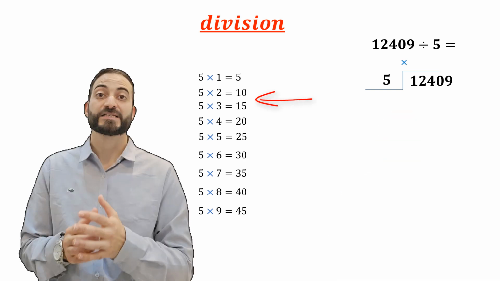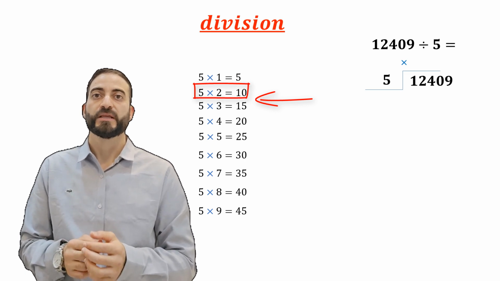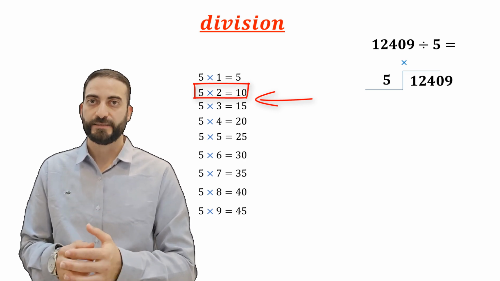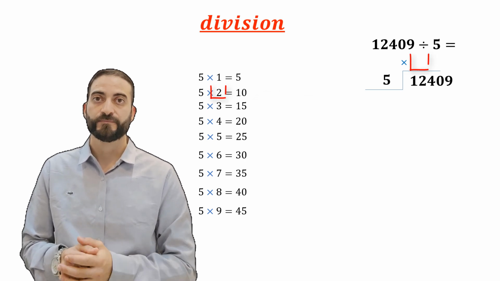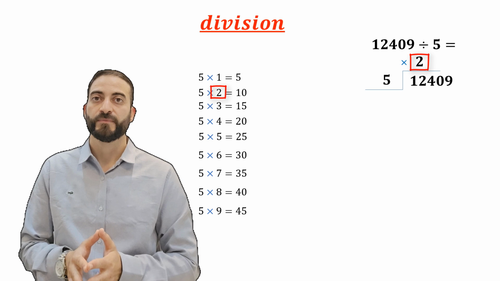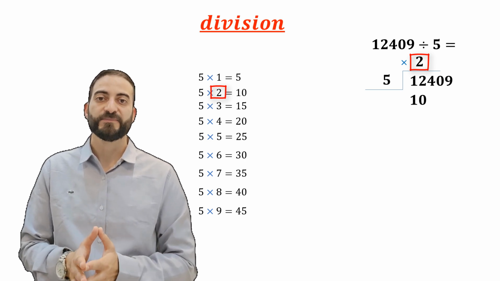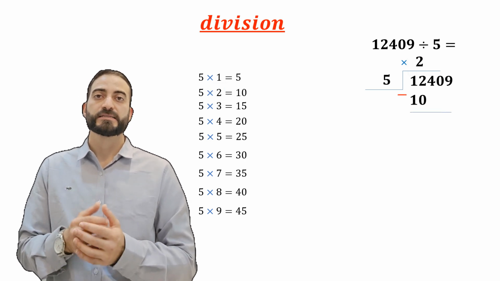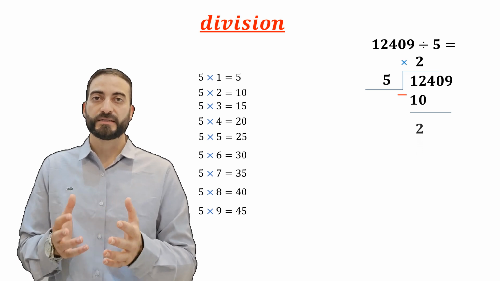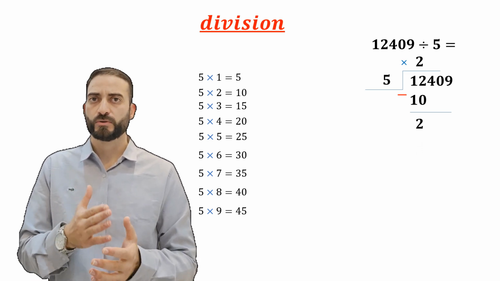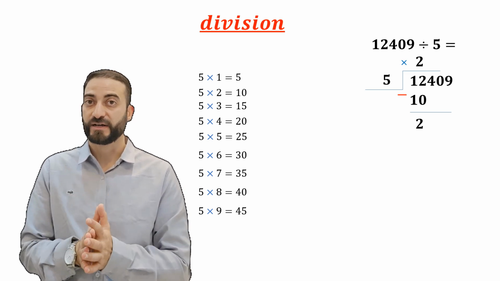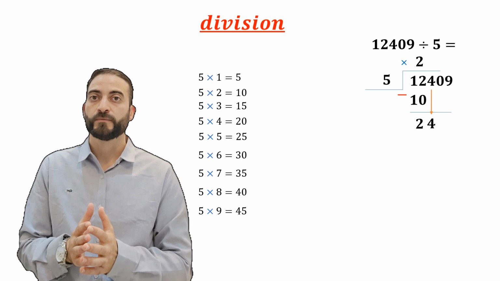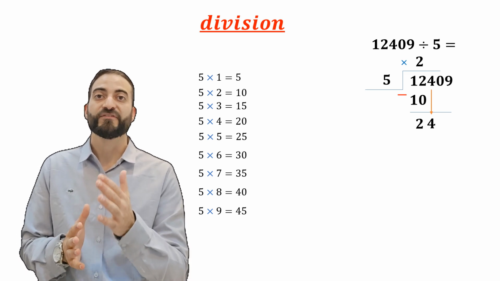We must take the smaller one, which is 5 times 2 equal 10, and write the number multiplied by the divisor here. Now we have 2 times 5 equal 10. We write 10 here and do subtraction. 12 minus 10 equal 2. Because 2 is less than 5, we put 4 here. So we have 24.